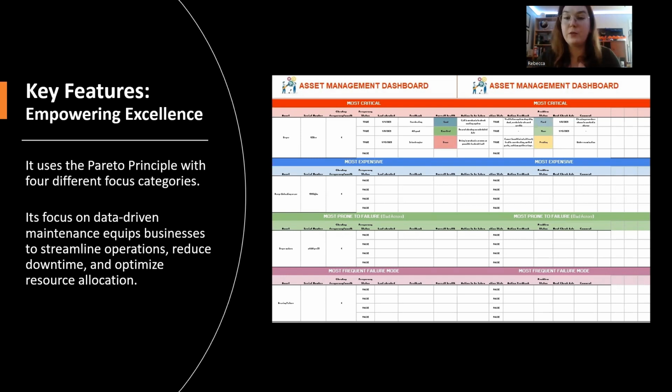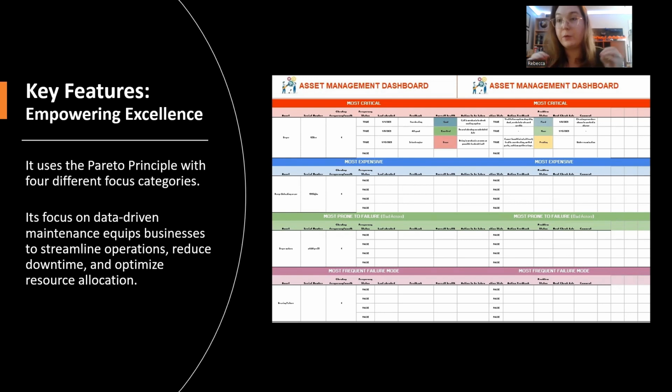The key feature of the dashboard is to empower you and empower your team to, again, focus on where your efforts matter. So it uses the Pareto principle. We'll go into that more deeply in my next video, my next blog post. But it uses the Pareto principle with 4 different focus categories, 3 of those categories being assets, most critical, most expensive, and most prone to failure. And the last category being your frequent failure mode.